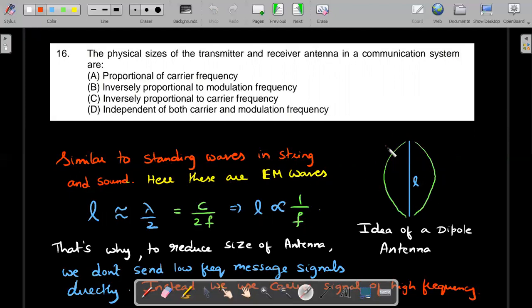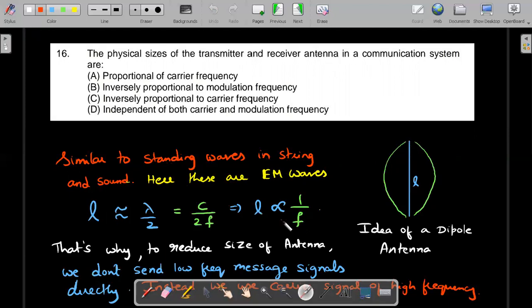Can you see this green colored structure that I have drawn? It is like an EM wave, which is vibrating on this particular length L of the antenna. We all know from the node to node distance that the value of L should be approximately lambda by 2, where lambda is the wavelength, and lambda is C divided by frequency. So L is proportional to 1 by frequency.